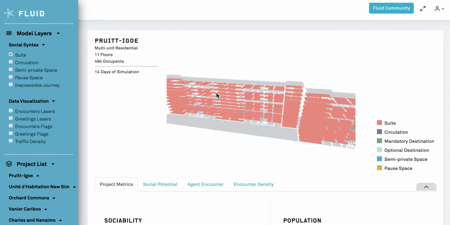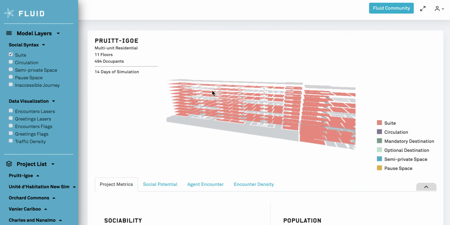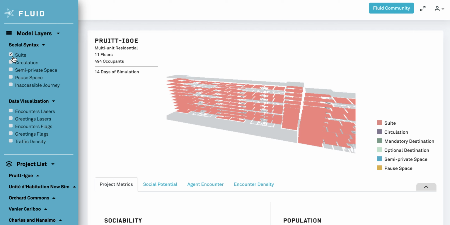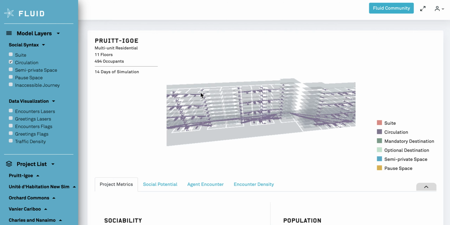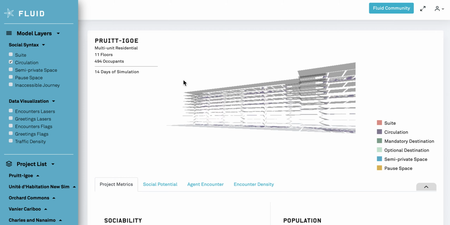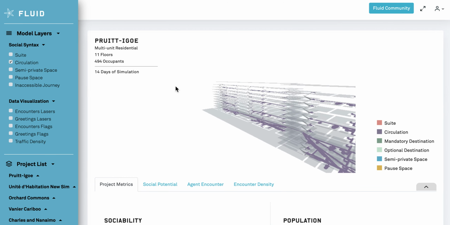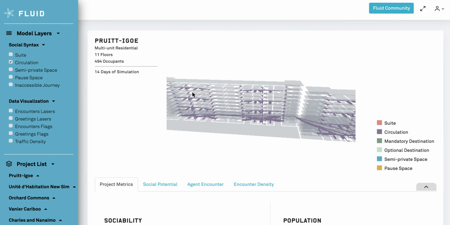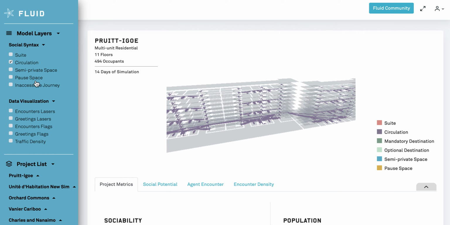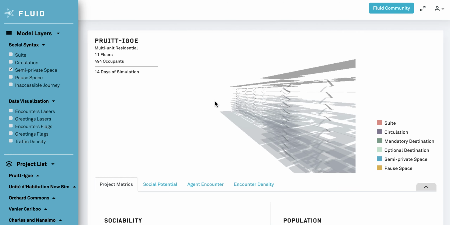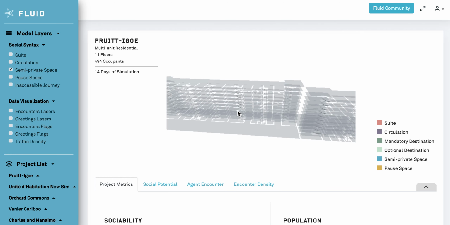So these are all the suites in the buildings. This is where all the people live, and this is private space. Then we have the circulation space, where people actually walk in the buildings and where they travel. You can see the staircases are circulation space. There is no semi-private space. There are no balconies or patios in Pruitt-Igoe. There is no outdoor space associated with the individual units that is potentially sociable.